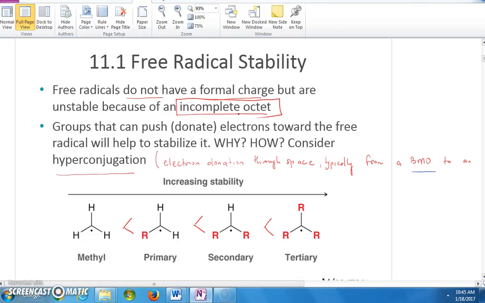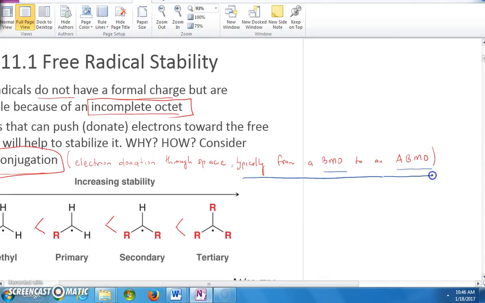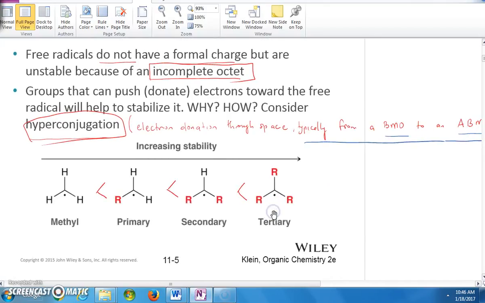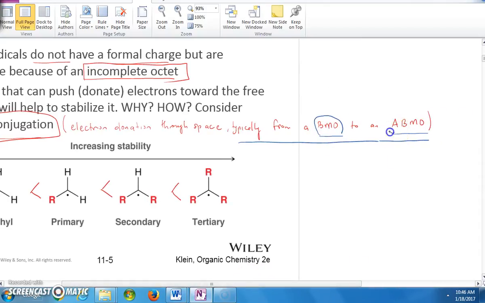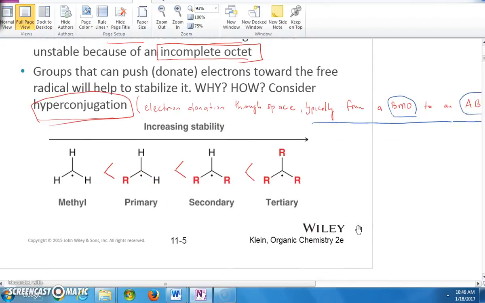Through the phenomenon known as hyperconjugation. And typically what really happens is electron donation through space, typically from the bonding molecular orbital to the anti-bonding molecular orbital. So hyperconjugation is electron donation through space, typically from a bonding molecular orbital to an empty anti-bonding molecular orbital. Remember, we talked about molecular orbitals and anti-bonding molecular orbitals when we were looking at molecular orbital theory.